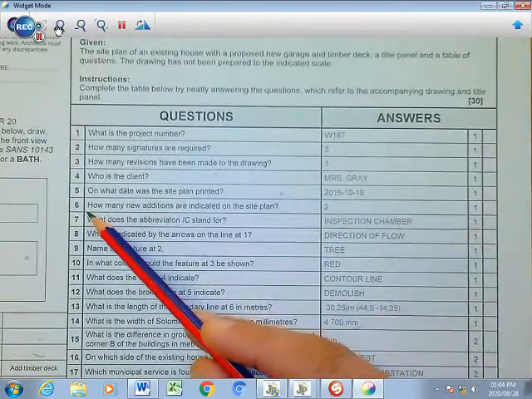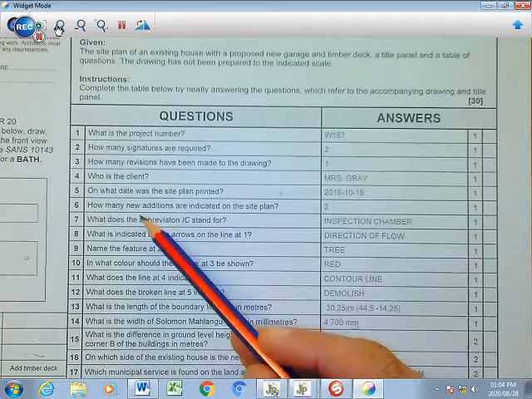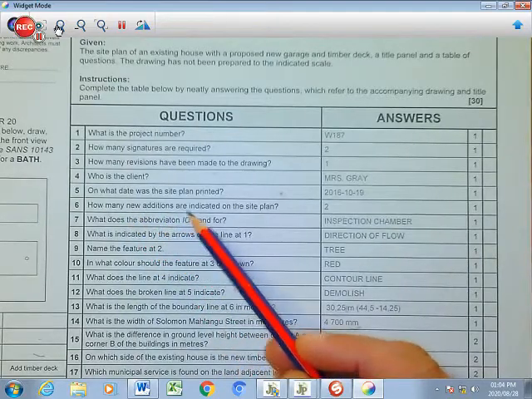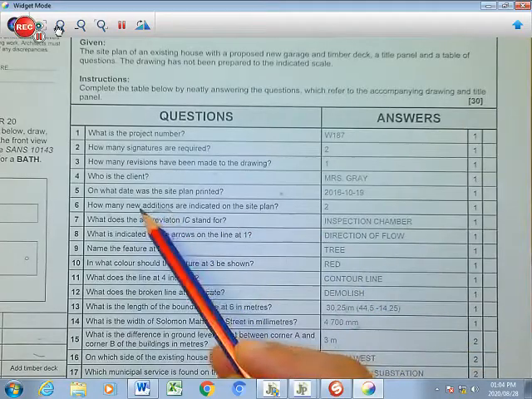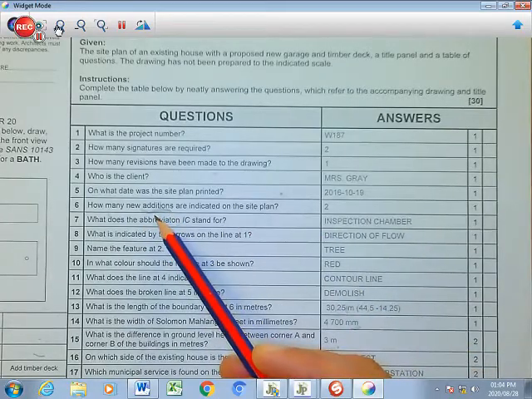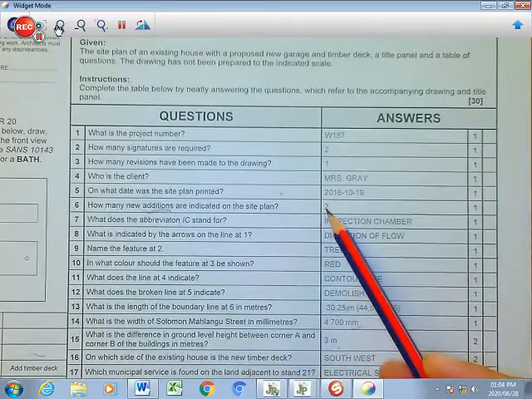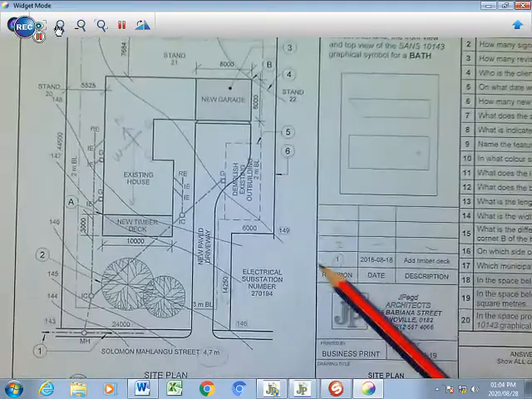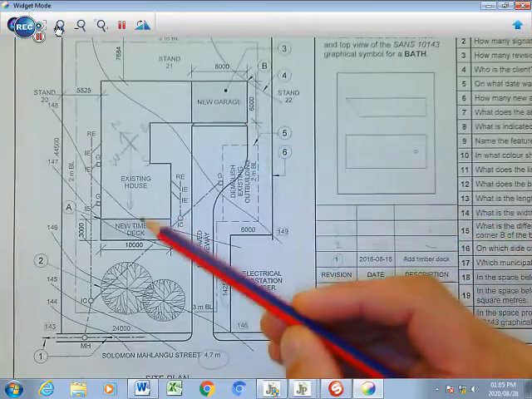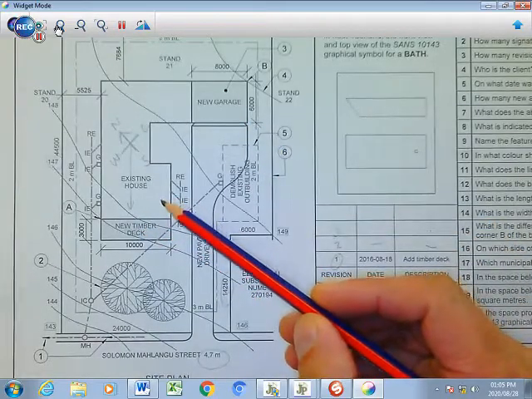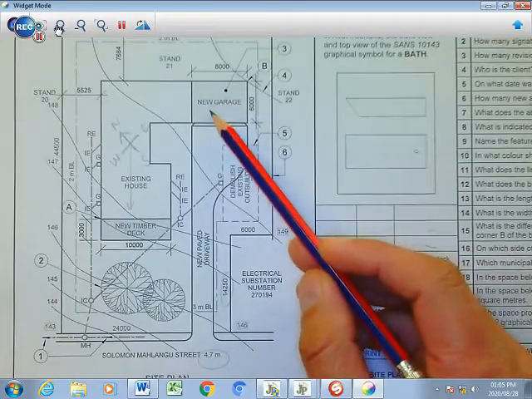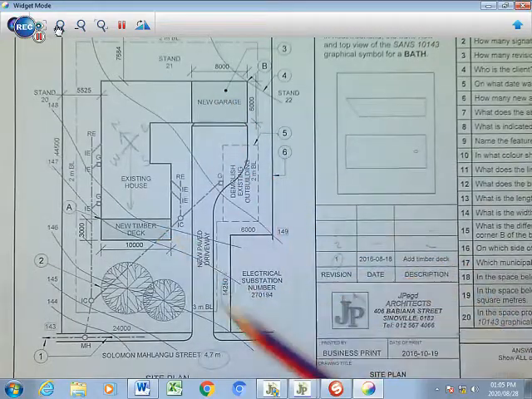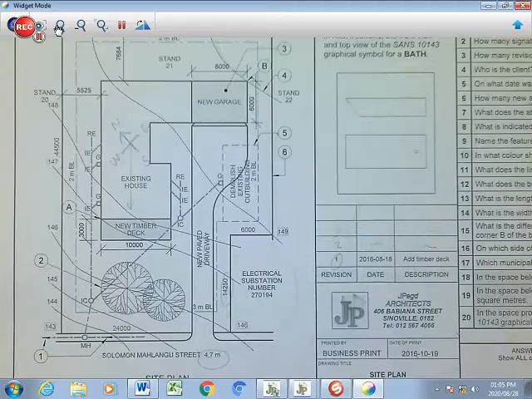And then number 6, how many new additions are indicated on the site plan? Remember the question says new additions, not new buildings, right? So if you look at the answer, it's 2. The new additions would be a new garage and a new timber deck. Should the question relate to new buildings, then it would only be 1, which is the garage, because the deck is not actually regarded as a building. So it's a new addition, so it's 2.